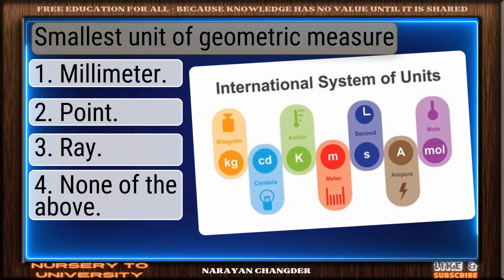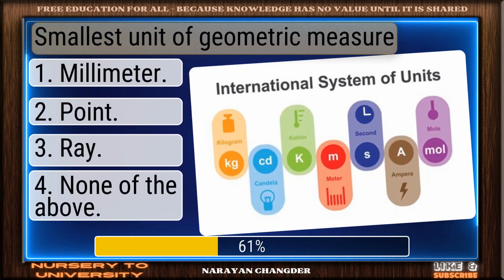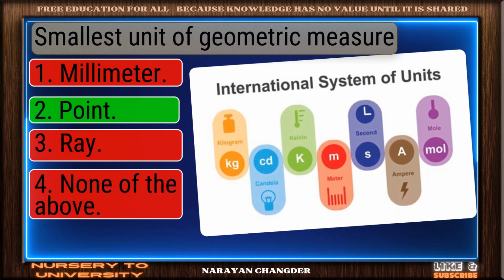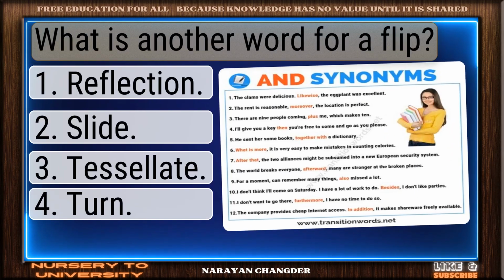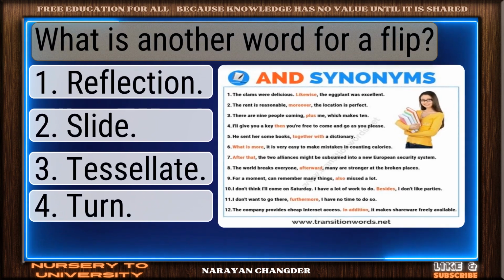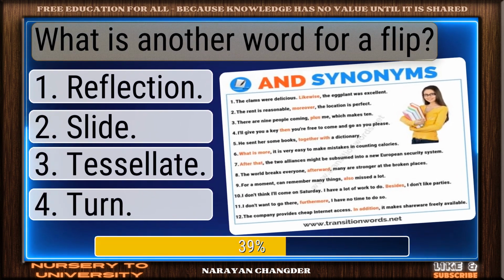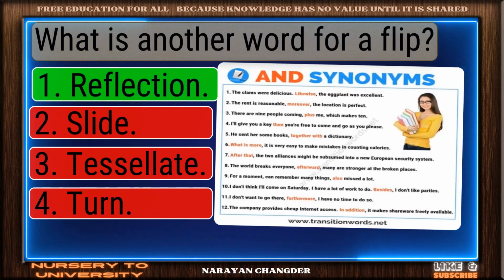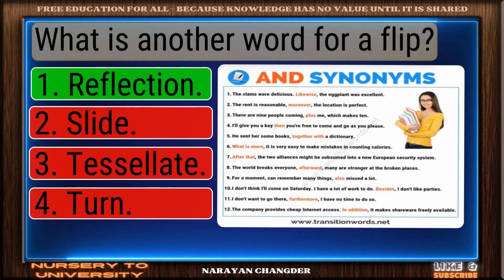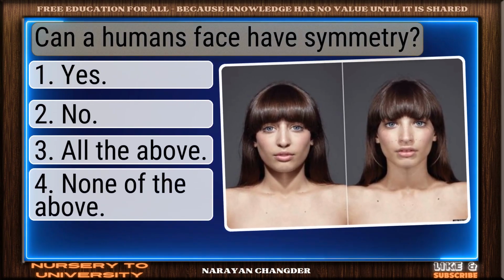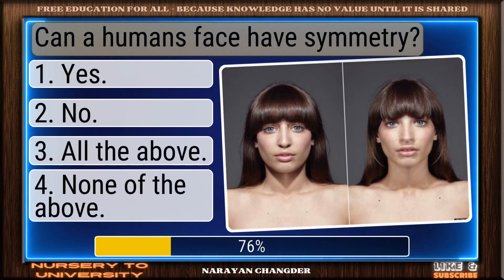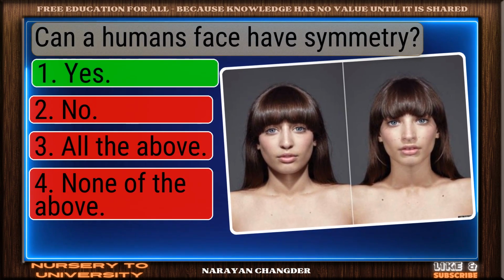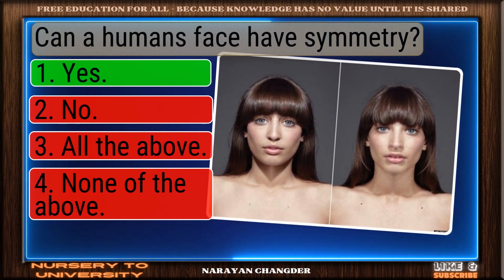Smallest unit of geometric measure. Valid point. Point is true. What is another word for a flip? Perfect. Reflection is the correct choice. Can a human's face have symmetry? Great job. Yes is the accurate answer.